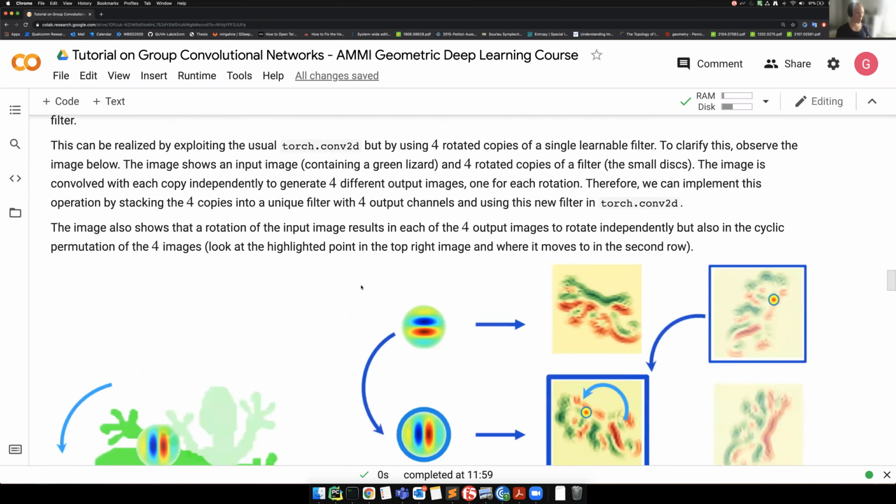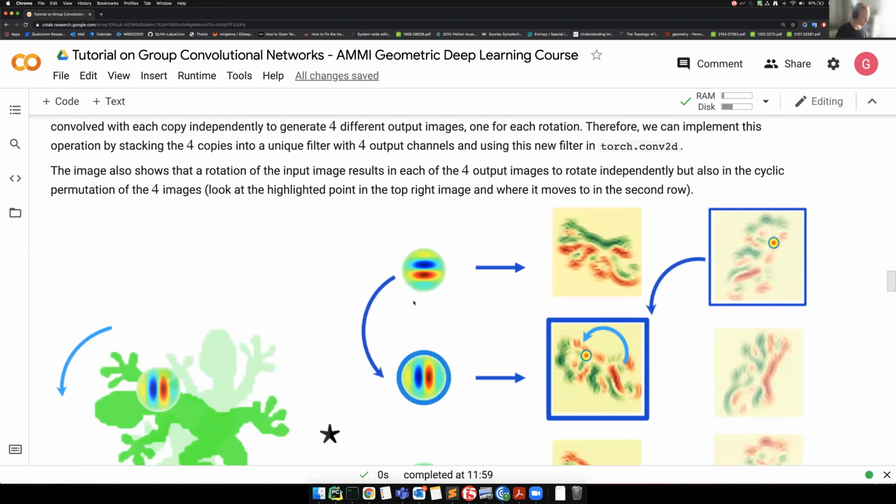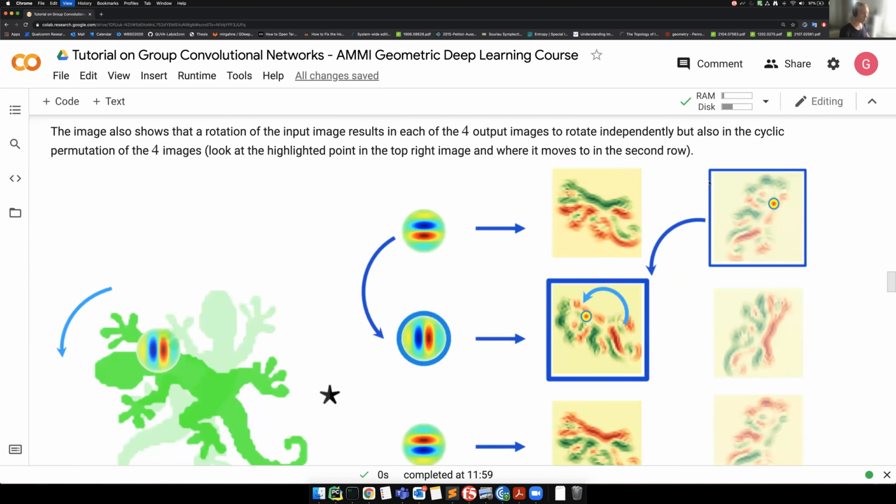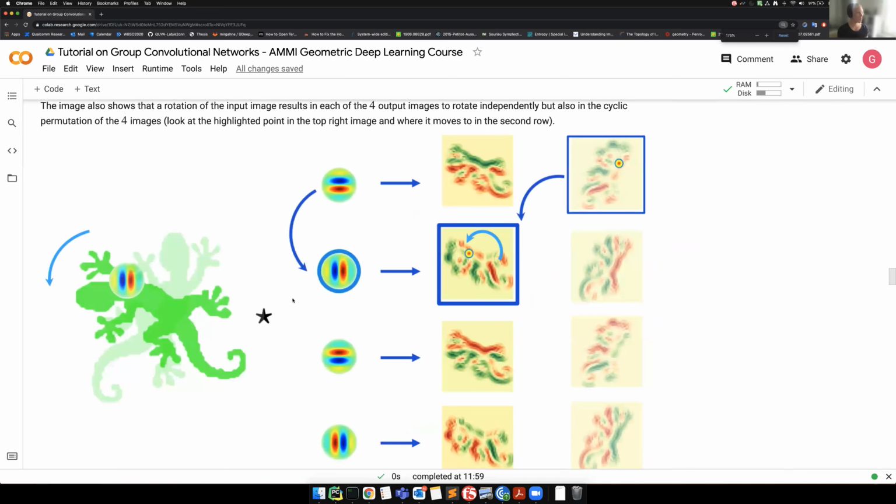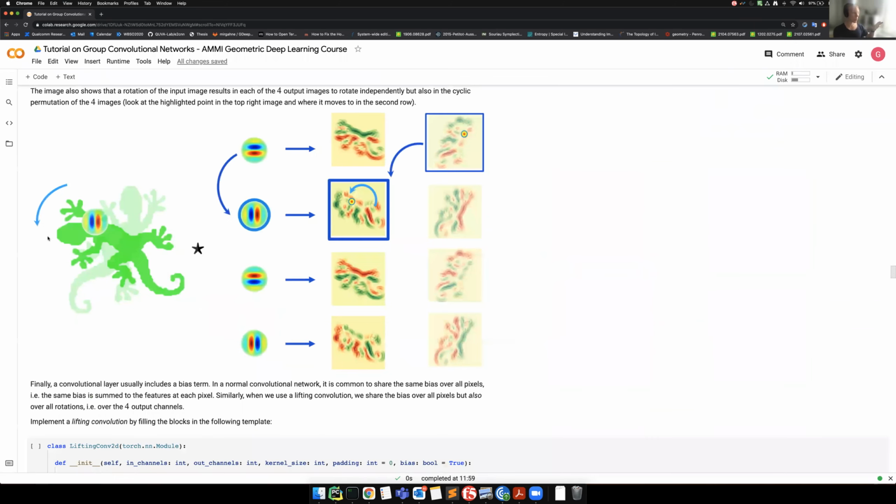I want to repeat this example for the lifting convolution that I think can be helpful. In this simple example, you have an image, that's the image of this lizard, right? And now you do convolution with this filter. That is going to give you this output image, right? But now we don't do convolution only with this filter, but we do convolution also with these 3 rotated copies of this filter, which means that we're going to have not 1 output image, but 4 output images.